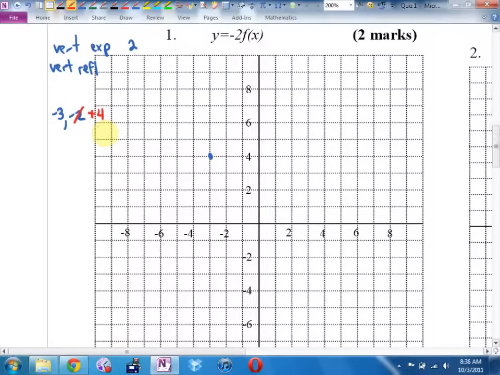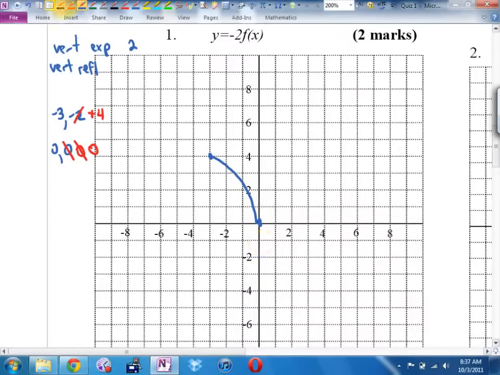The next key point that we start out with, if I recall, was 0, 0. If I vertically expand this by 2, 2 times 0 is still 0. And if I vertically reflect it, -0 is still 0. I probably wouldn't have actually rewritten them. I would have clued in and just left the 0 there, but letting you know. Turns out this one ends up being invariant. And I think when you connect them, it's going to look kind of like that.